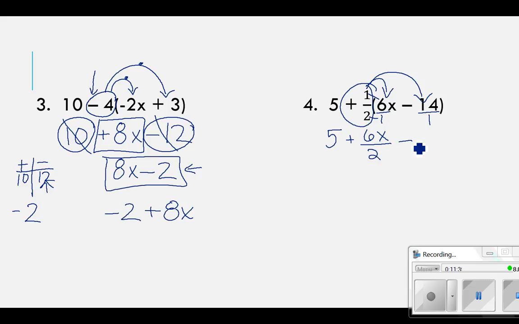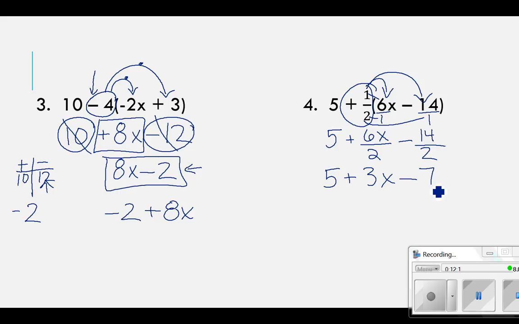And then I have positive 1/2 times negative 14 over 1. So I'm going to multiply the numerators: 1 times negative 14, which is negative 14, over 2 times 1, which is 2. I'm going to simplify the fractions, and luckily they simplify easily. 5 plus 6 divided by 2 is 3x, minus 14 divided by 2 is 7.